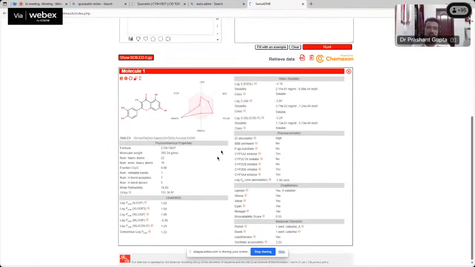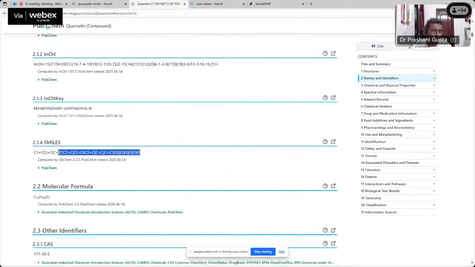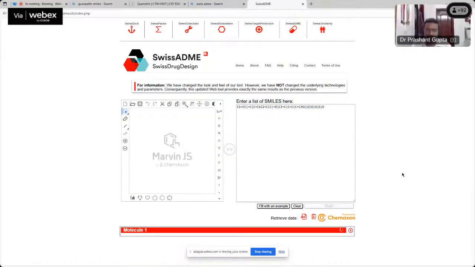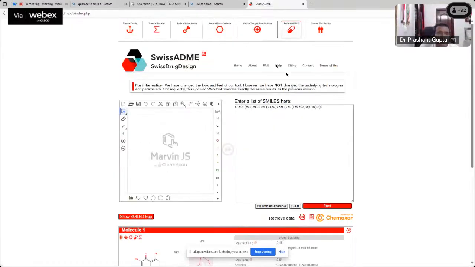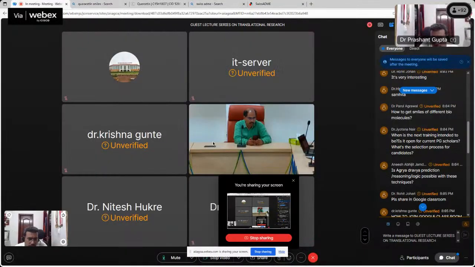So this is again another type where you can see, okay, I think I have not copied it. Same SMILES? I think you now know how it works. I think your query is clear then.